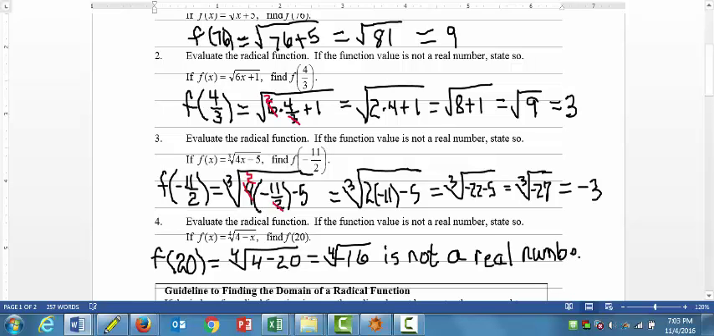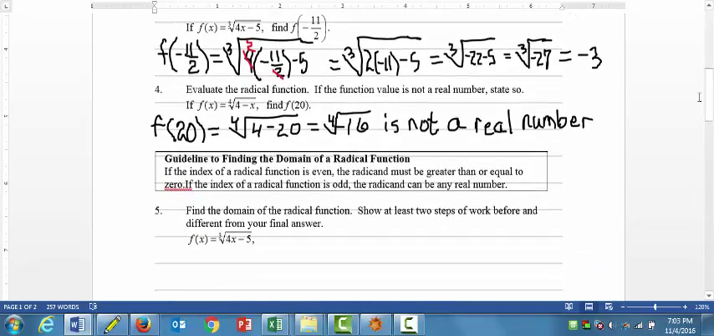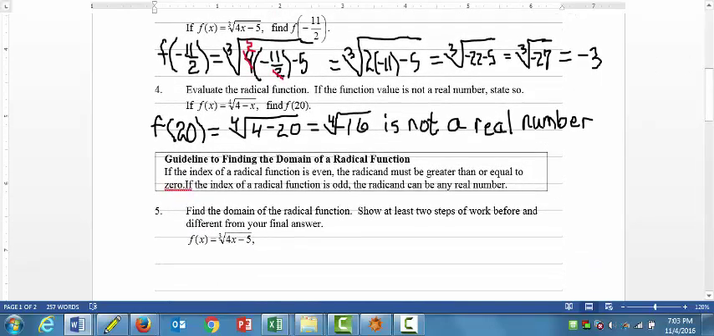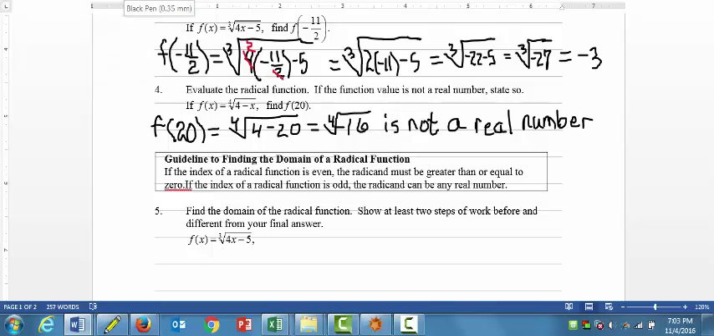Later we'll talk about taking square roots of negative numbers and what it is if it's not a real number. What is it? We'll talk about that. All right, if the index of a radical function is even, the radicand must be greater than or equal to 0. If the index of a radical function is odd, the radicand can be any real number.